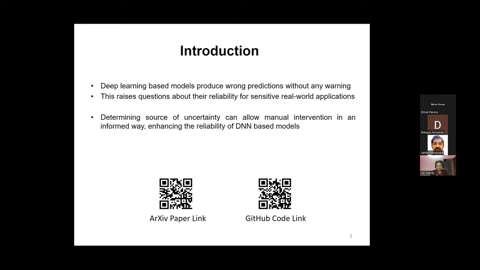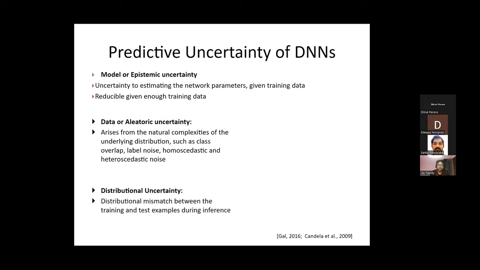Determining the source of uncertainty can actually answer that. It allows us to reject some of the samples or request manual intervention for sensitive real-world applications, and allows us to enhance the reliability of these models for real-world applications. So in this work, I am going to talk about out of distribution detection.